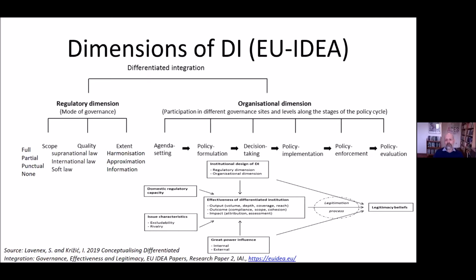We also defined a number of hypotheses that are sort of hidden in this scheme on the bottom of the slide. It is not incompatible with intergovernmentalism insofar as we also look at the role of domestic regulatory capacity that is linked to wealth. And we also include the issue of externalities that are linked to issue characteristics for motivating interests for joining a sectoral regime. But what is important is that we distinguish this regulatory and organizational dimension. And from this, we then draw results with regard to the effectiveness and the legitimacy of these arrangements.